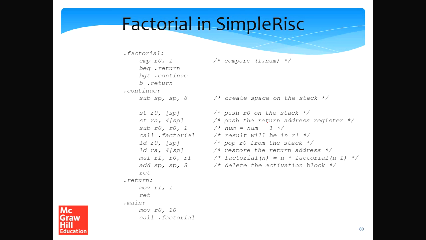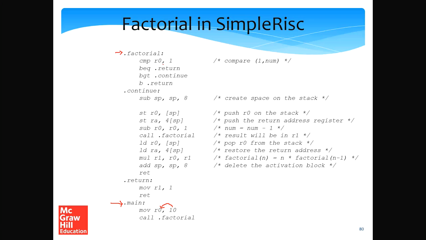To convert this into simple RISC is actually easy. Let us start with the .main label where the main function will start. We move 10 into R0 because we'll be computing the factorial of 10, and then we call the factorial function. This takes us way to the top over here.